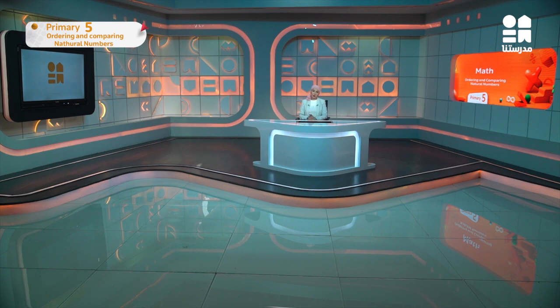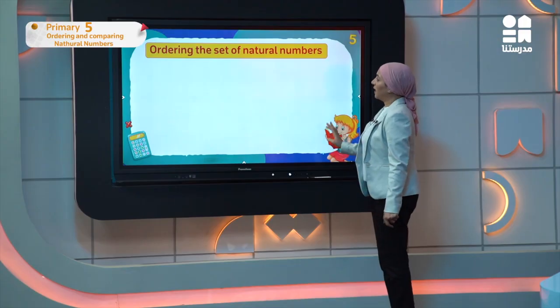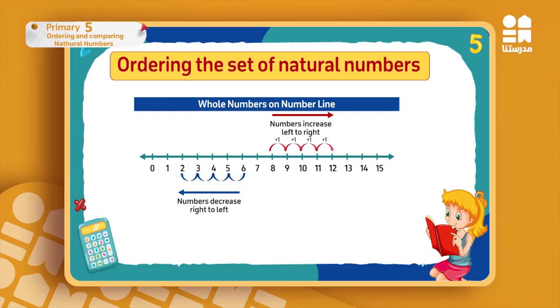Okay, let's go to the board to see how this exactly looks and to practice this idea. Okay guys, this is it. Ordering the set of natural numbers. As you see in front of you, I have a number line. It starts at the point 0, because as we said before, the set of natural numbers starts with 0. 0 is the smallest element in the set of natural numbers. So it's here 0, 1, 2, 3, and so on.